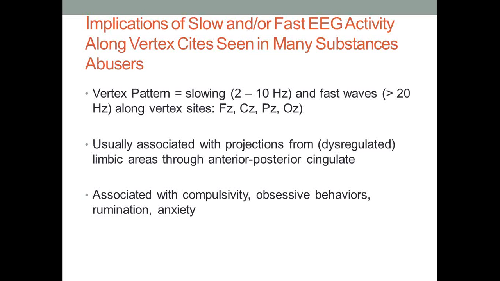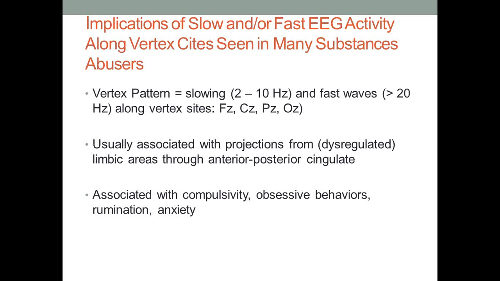Implications of the slow or fast EEG activity: usually we'll see it along the vertex sites. Basically you see a vertex pattern where there's a slowing of 2 to 10 hertz and fast waves greater than 20 hertz. And we'll see this along FC, CZ, PZ, and OC. I usually see it mostly around FC and CZ. PZ I'll talk about again, but I usually see that with drug abuse.